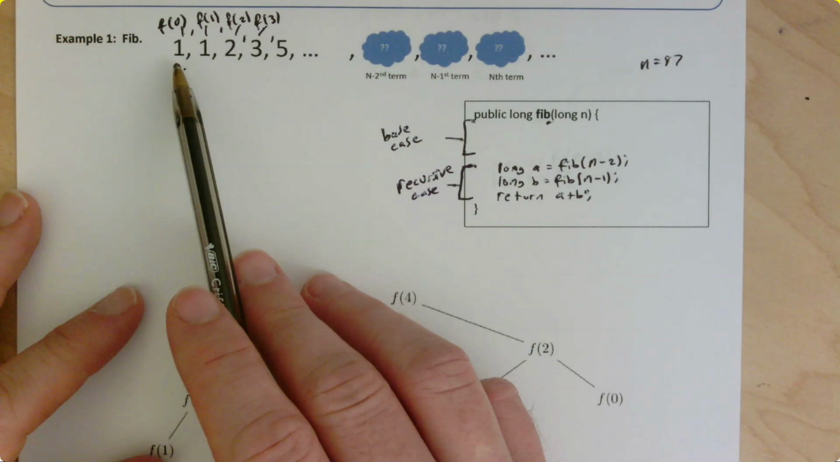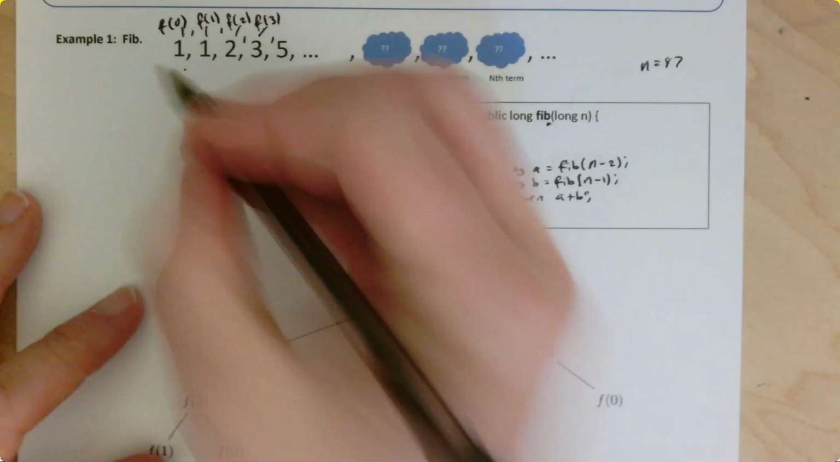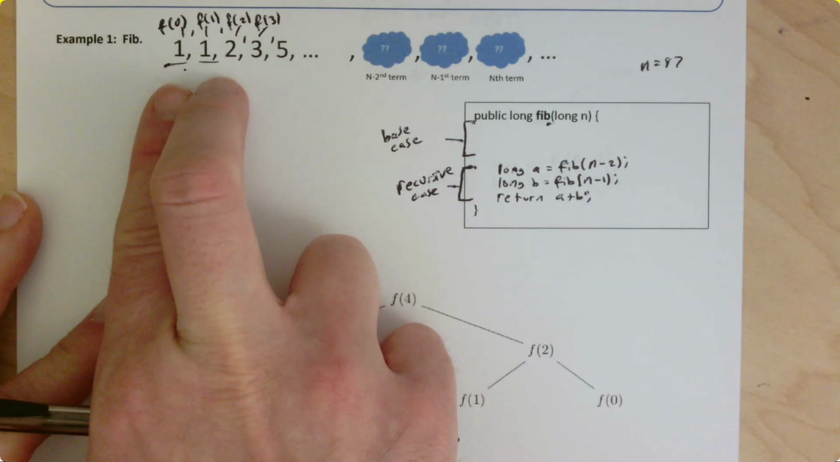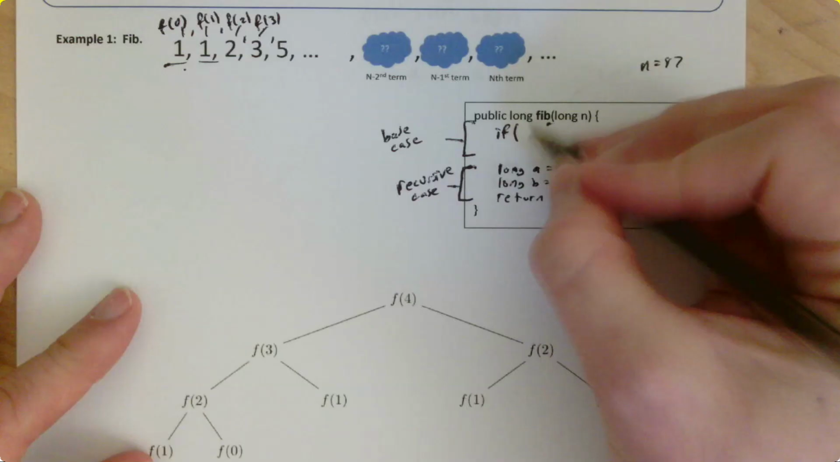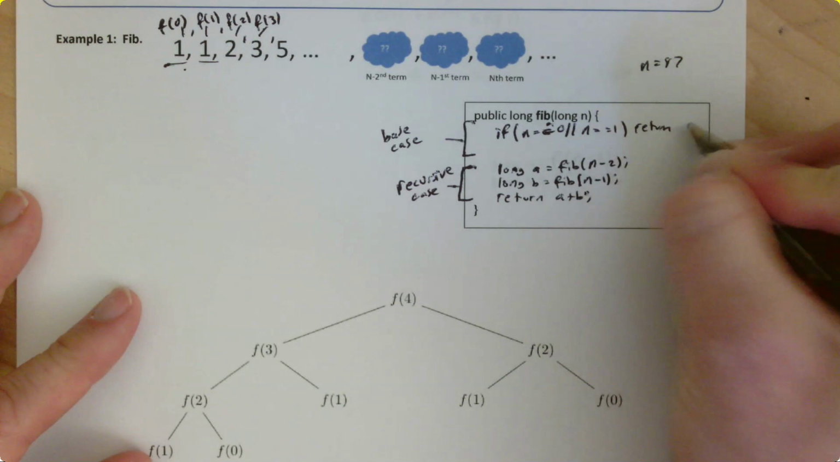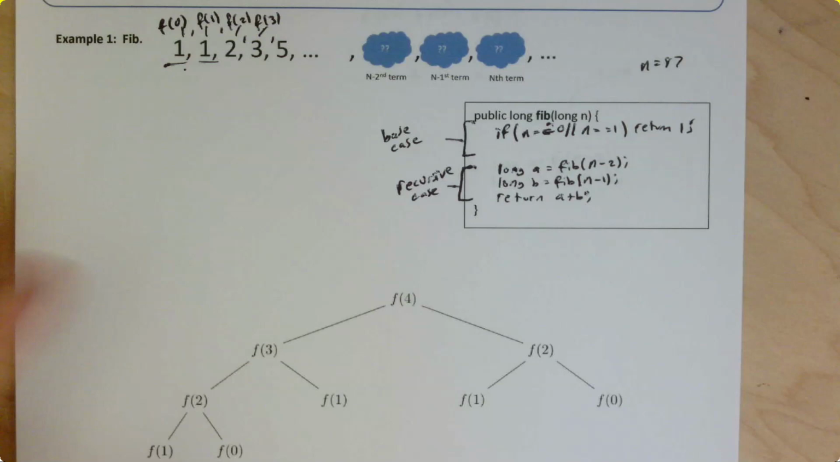And in fact, if you think about the first two Fibonacci numbers, I can't define them in terms of smaller ones because the whole chain has to start off somewhere, and this is where it starts off. So the base case, in this case, there would be two of them. It would be, what if n is 0? Whoops. n equals 0, or n equals 1. And in either of those cases, I'm going to return the number 1. So this is now a completely working version of a method that calculates Fibonacci numbers.